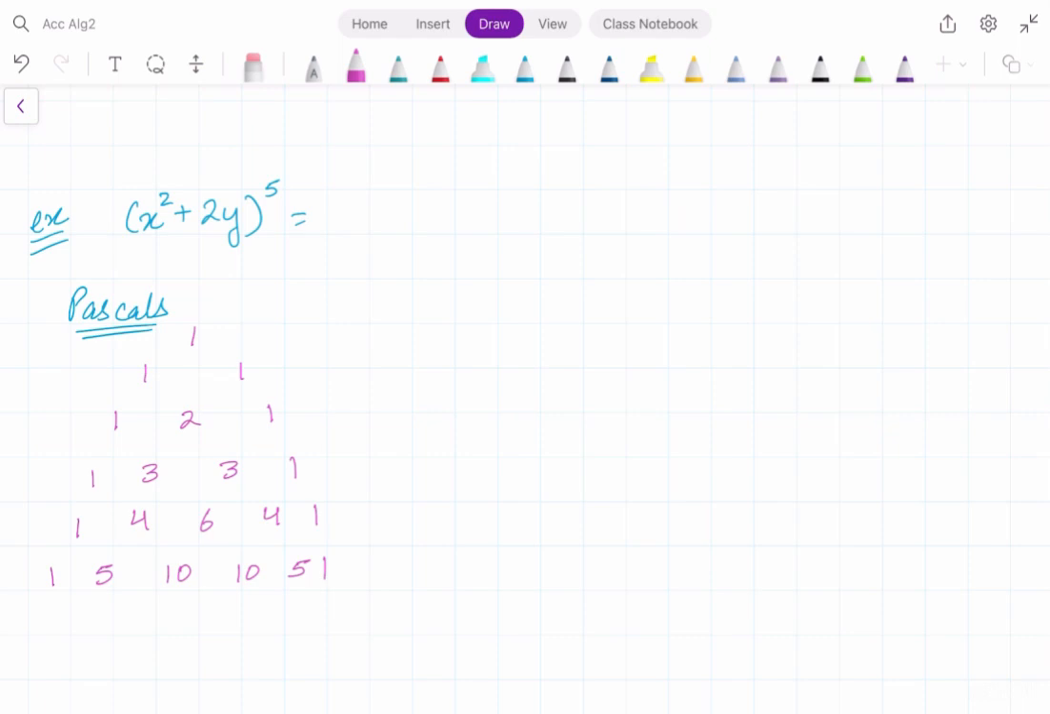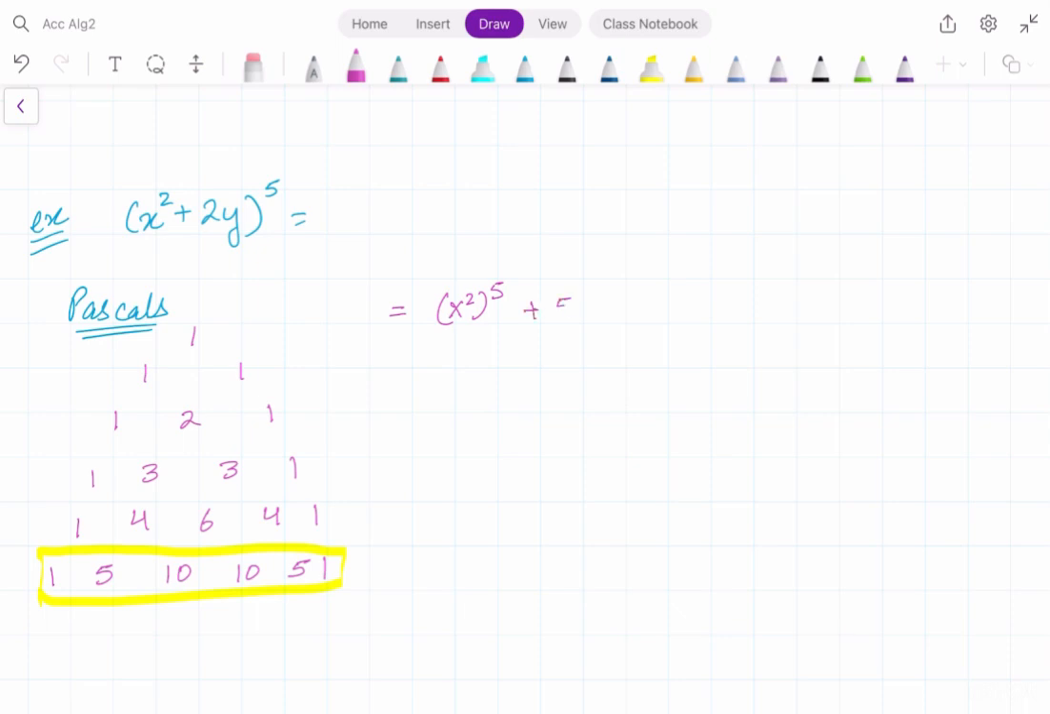So I know the coefficients of the power of 5 will be 1, 5, 10, 10, 5, 1. Now, let's expand this binomial. Remember, x squared is working as a in this case and 2y is working as b. So we always start with the a with the highest power. So a in this case is x squared with the highest power, which is 5.